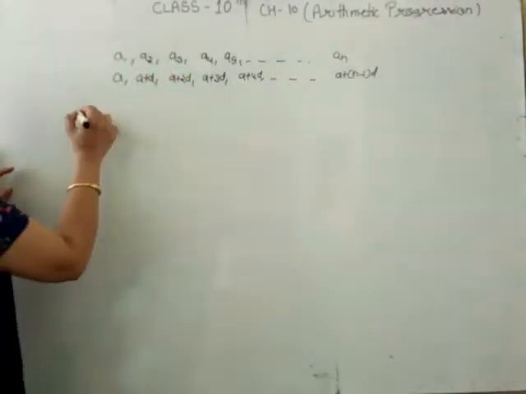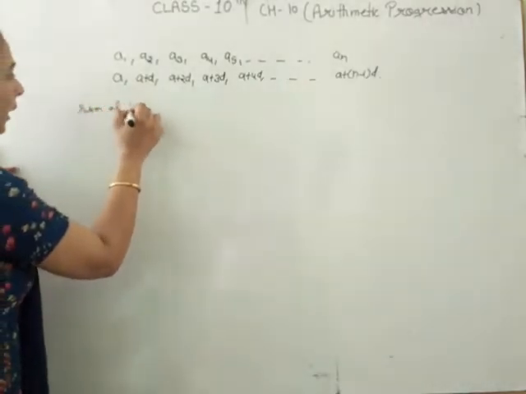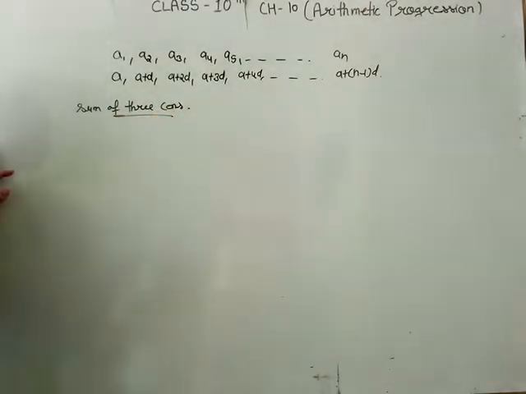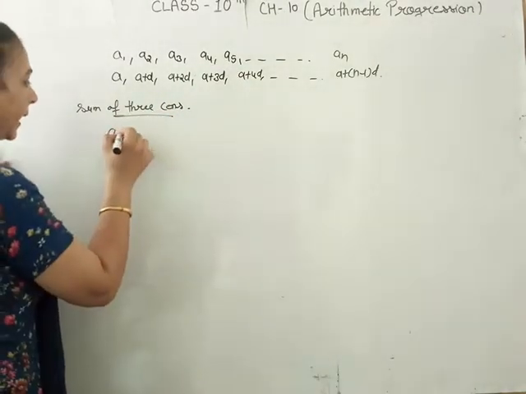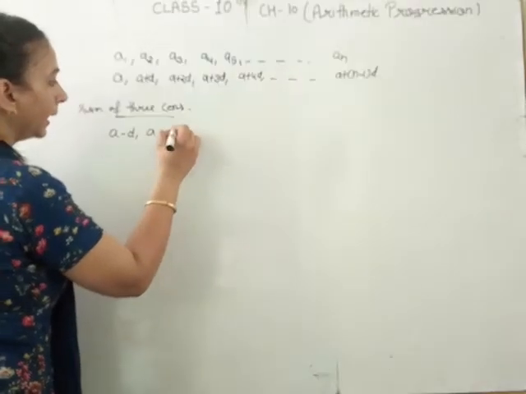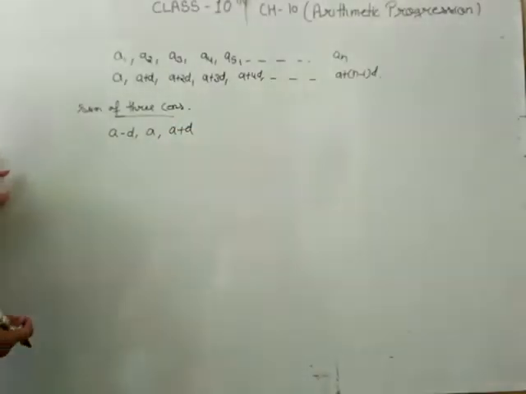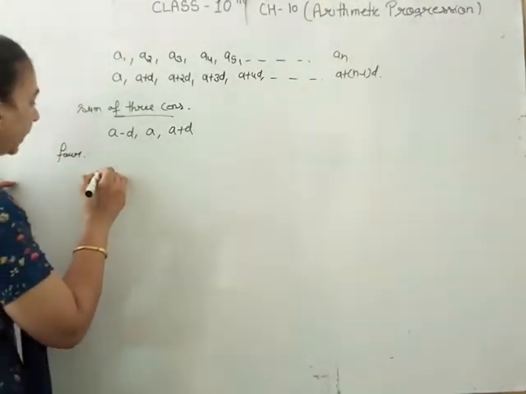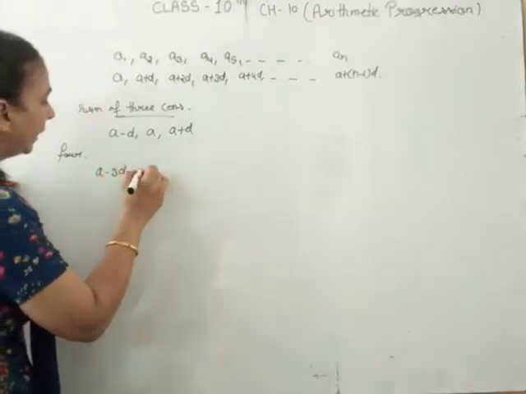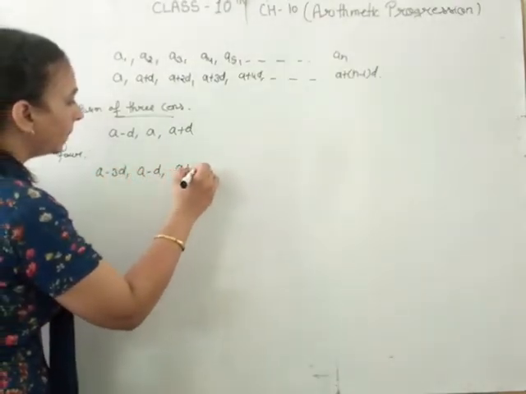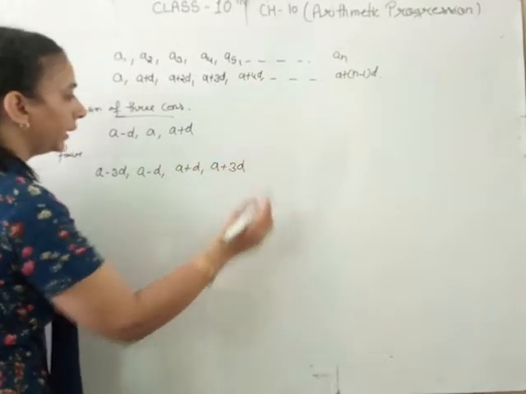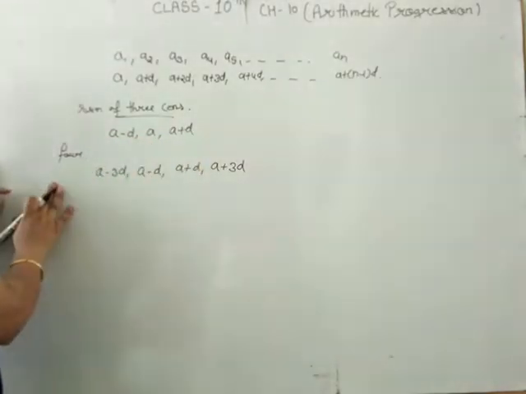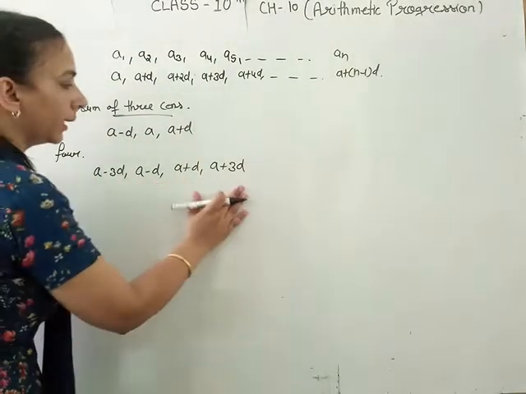Okay, but if the sum of 3 consecutive terms is given, then we take the first as A minus D, second as A, third as A plus D. If the sum of 4 consecutive terms is given, then we take A minus 3D, A minus D, A plus D, A plus 3D. If the sum of 3 terms is given, then we take first, second, third term. If the sum of 4 terms is given, then first, second, third and fourth.